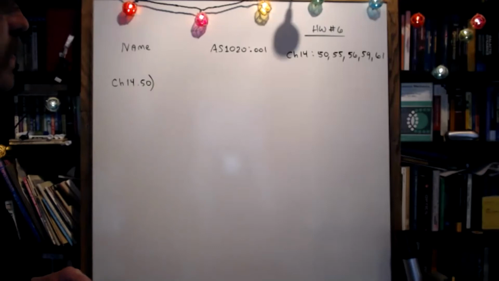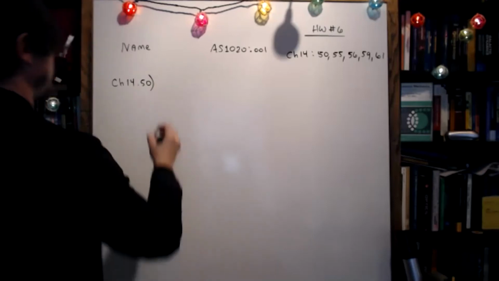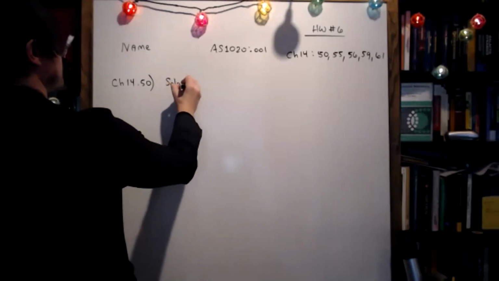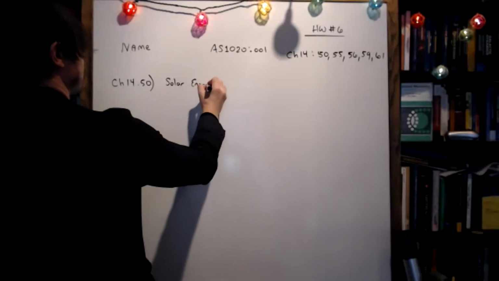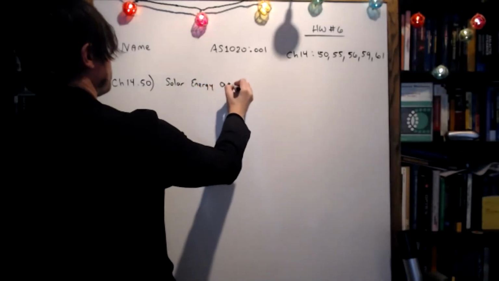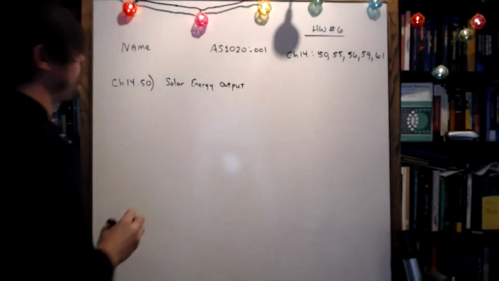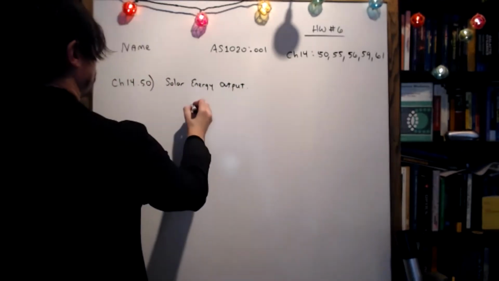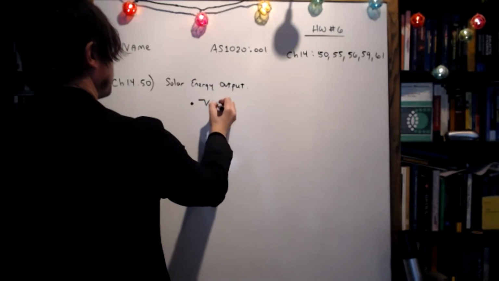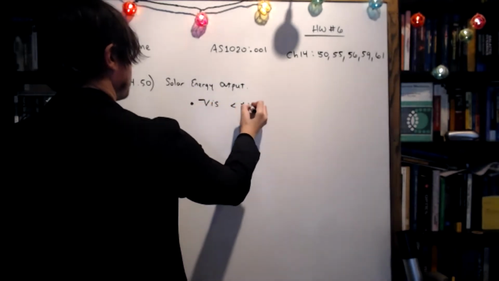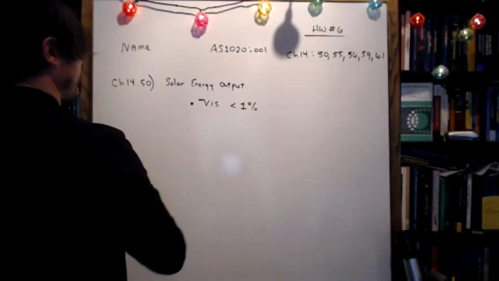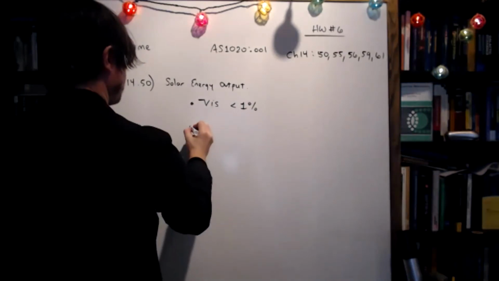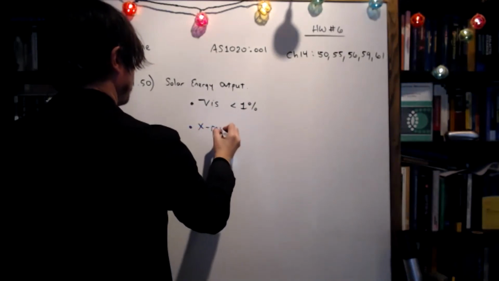All right. Solar energy output, number 50. Okay. Observations over the past century show that the sun's visible light output varies by less than 1%, but its X-ray output can vary by a factor of 10 or more. Explain why changes in X-ray output can be so much larger than those in the output of visible light.